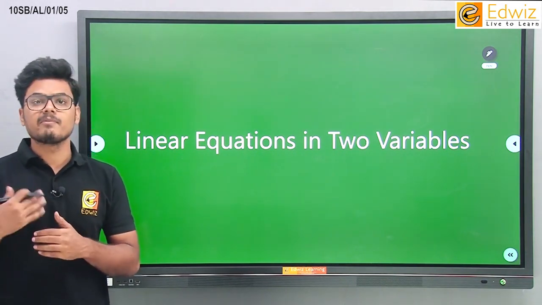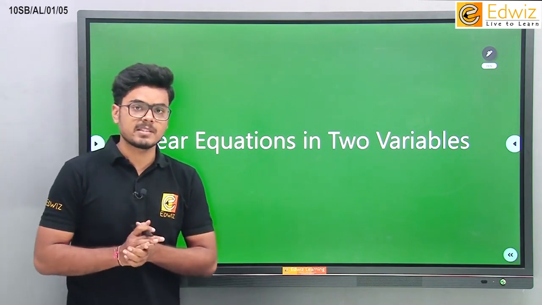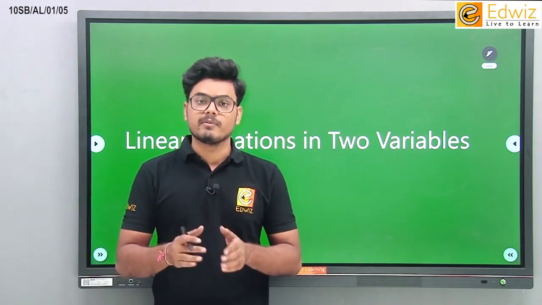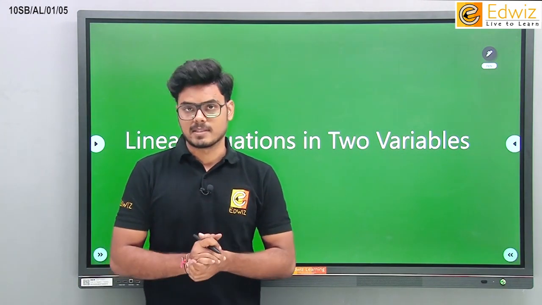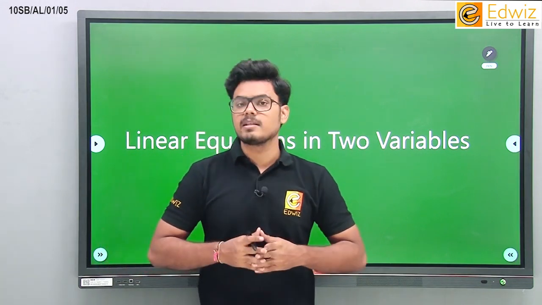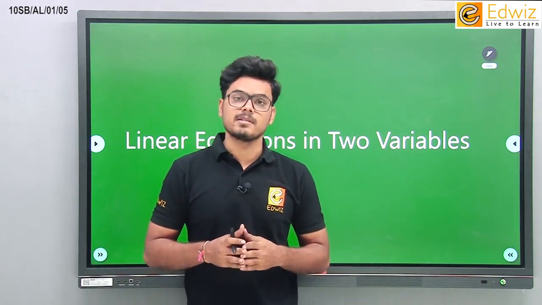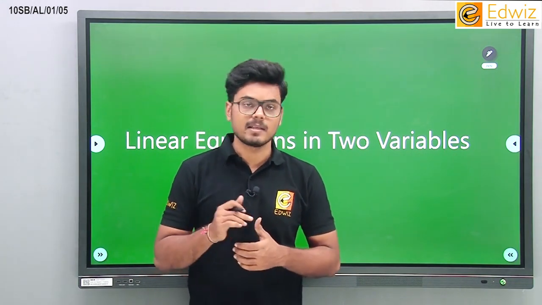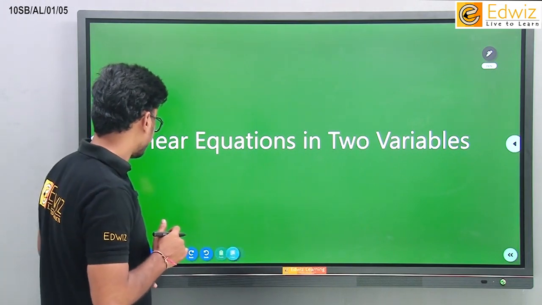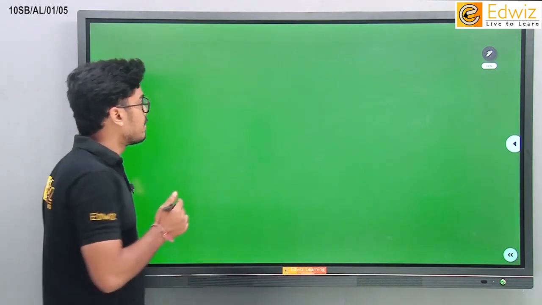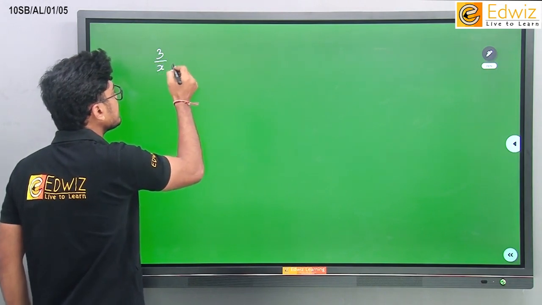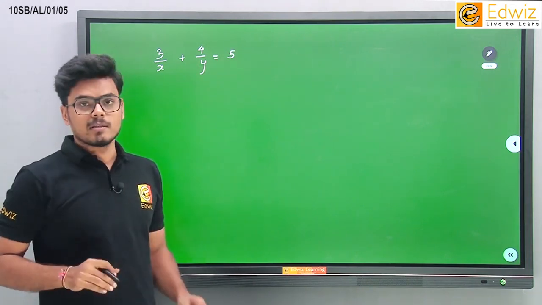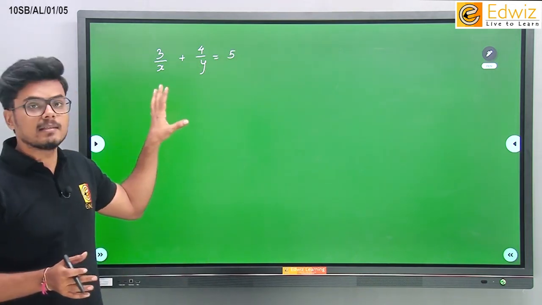Today we will be starting with the next part of this chapter, which is something called as non-linear equations को हम लोग कैसे linear equations in two variables में convert करके solve कर सकते हैं. ठीक है, so there are some non-linear equations which we can reduce to linear equations and solve them using the similar techniques that we have used in the chapter earlier. ठीक है, let us see what are those techniques. Now for example 3 upon x plus 4 upon y equal to 5. Okay, now obviously this is a non-linear equation.